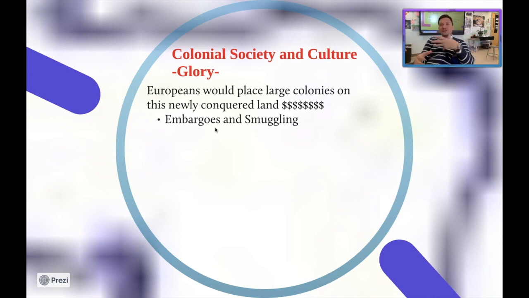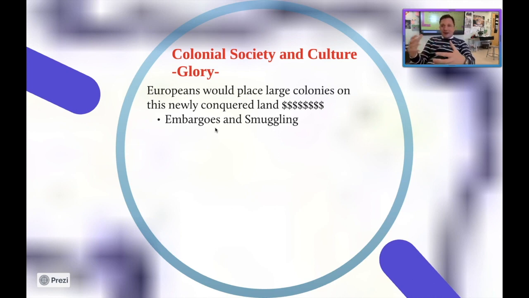And then this is also going to lead to a massive amount of smuggling. Smuggling means that people are going to secretly buy and sell goods from other people like the British or the French or the Dutch. So there's an interesting component going on here: the gold that's being mined from a lot of these Spanish mines is ending up in the hands of other Europeans because they're paying it out.